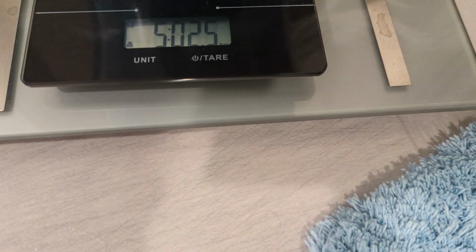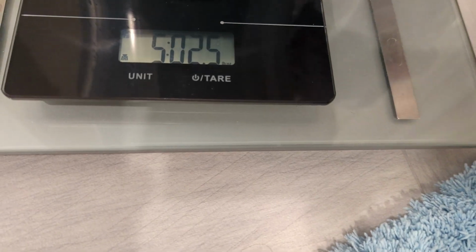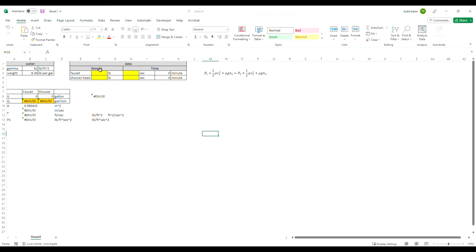Okay, after 15 seconds, we have 5 pounds, 2.5 ounces. Now that we have the weights for the faucet and the shower head, let's put them into this Excel spreadsheet that I had created. Alright, so the faucet was 6 pounds and 1 ounce, which is about 6.0625 pounds. And we did that for 5 seconds.